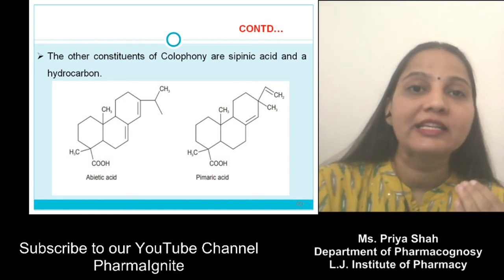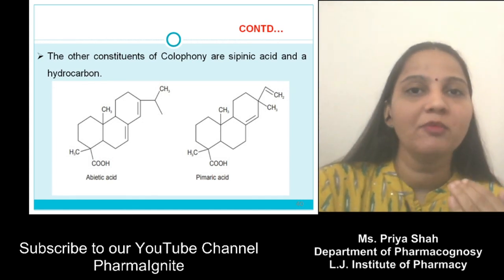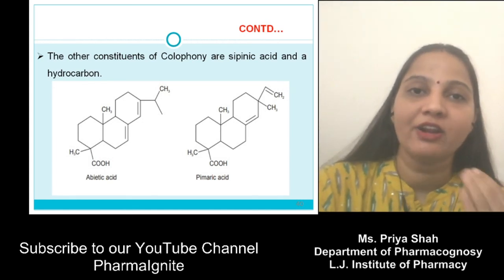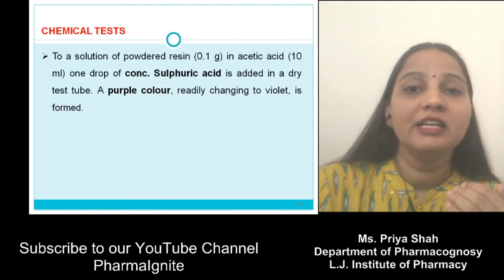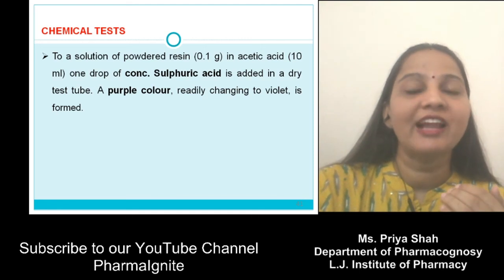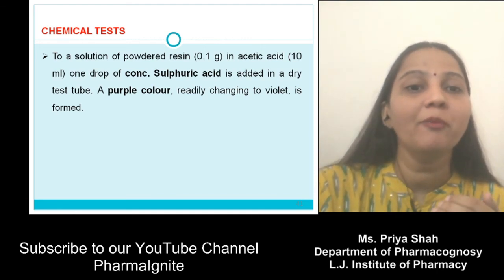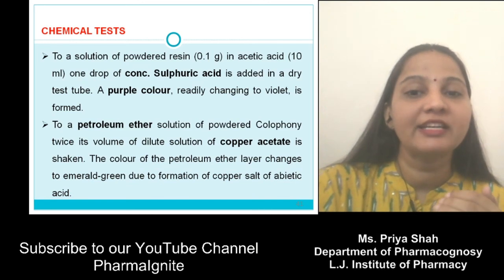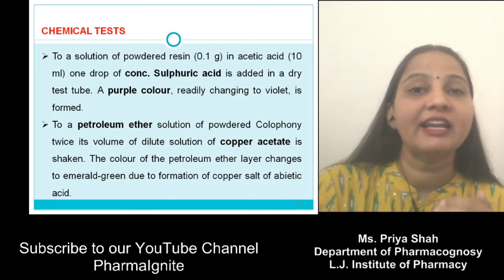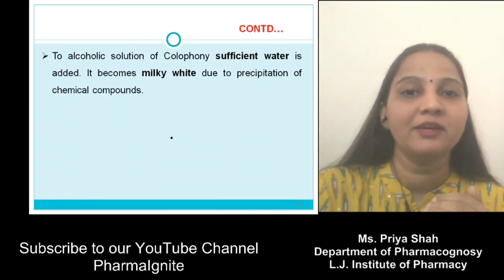Write a note on acid resin containing drug. In your syllabus only, the abietic acid containing drug is colophony. Then the chemical test is based on acetic acid. While we are treating with acetic acid and concentrated H2SO4, it will give a purple color and it will change to violet. Then the petroleum ether layer, while treated with copper acetate, will show an emerald green color because of the abietic acid presence.